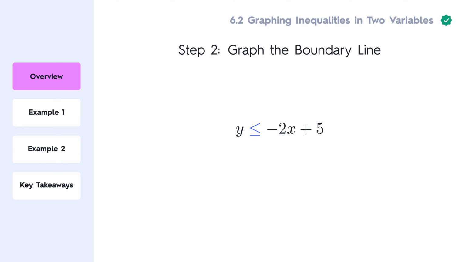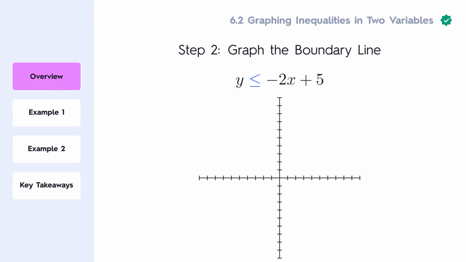The type of line we draw depends on the inequality symbol. We use a solid line for greater than or equal to, as well as less than or equal to symbols. This means points on the line are part of the solution. Meanwhile, we use a dashed line for less than or greater than symbols. This means points on the line are not included in the solution.